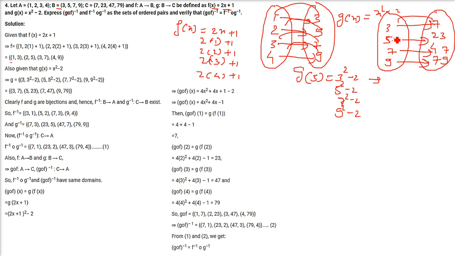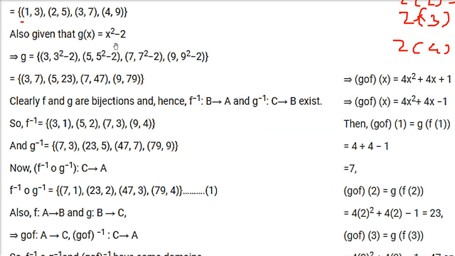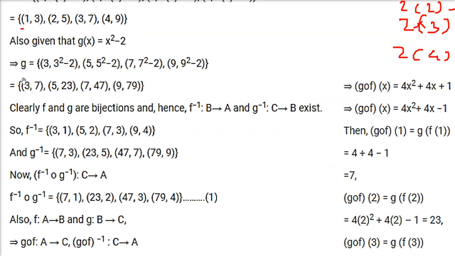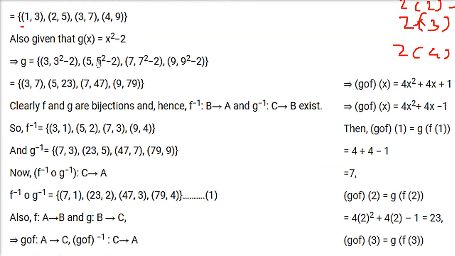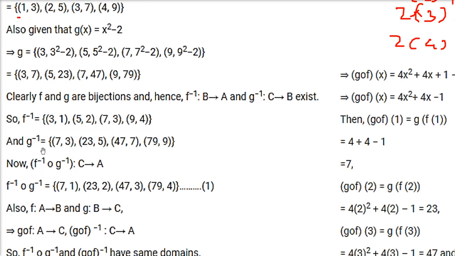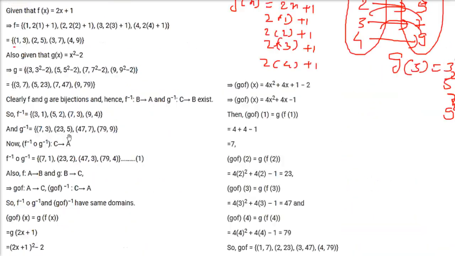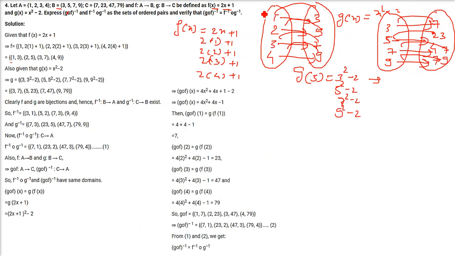(3, 7), (5, 23), (7, 47), (9, 79). This is going to be your g. So this is g, and what will be the inverse? You can very well see that it is one-one and onto, so it is bijective and you can take the inverse. So it will be (7, 3), (23, 5), (47, 7) and (79, 9).